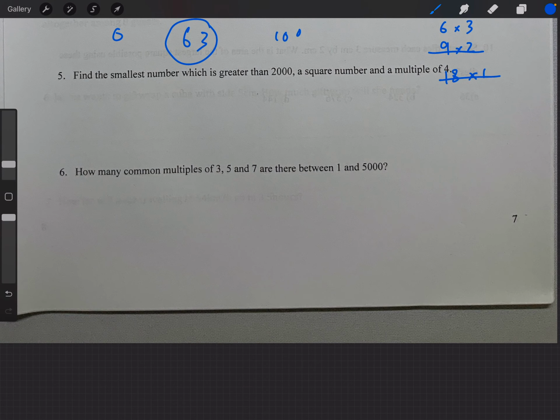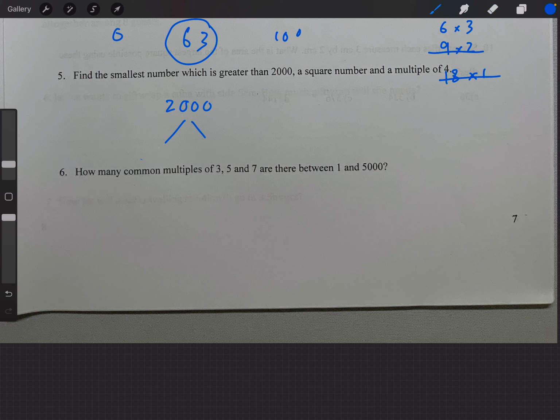Find the smallest number which is greater than 2000, a squared number, and a multiple of 4. Okay. So we've got to think of 2000. What number multiplied by itself gives you 2000? Let's try 20 times 20. 20 times 20 is 400. That's nowhere close. Okay, so let's try 50 and 50 then. 50 times 50 is 2500. It's too big. So it must be between 20 and 50.